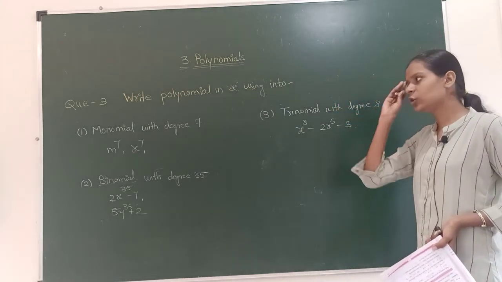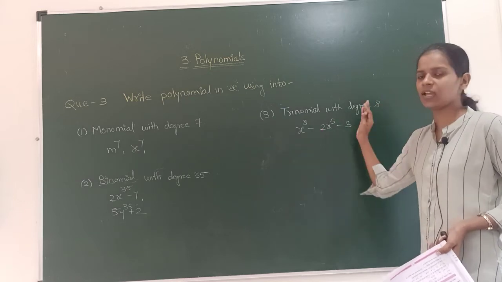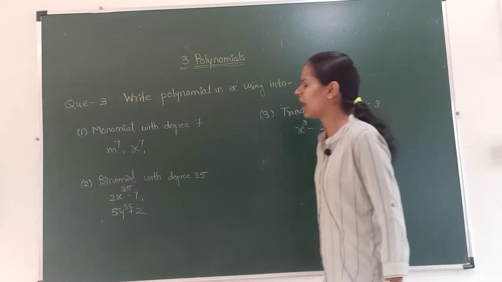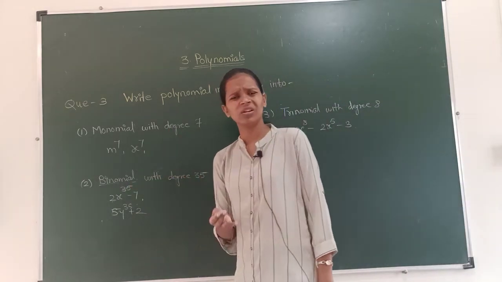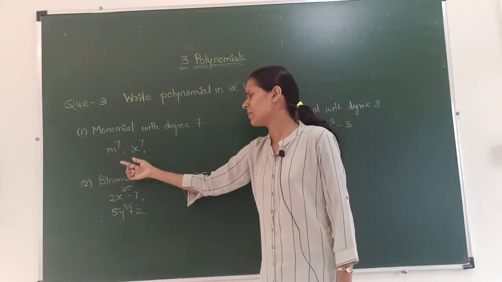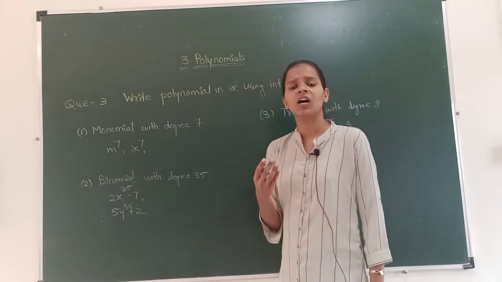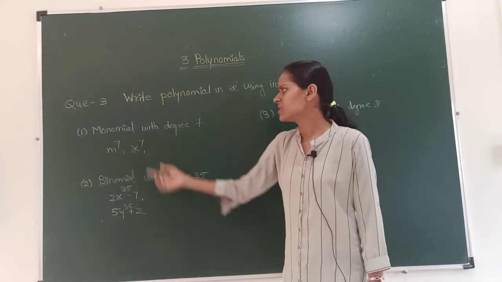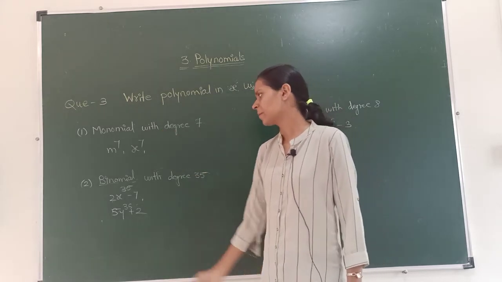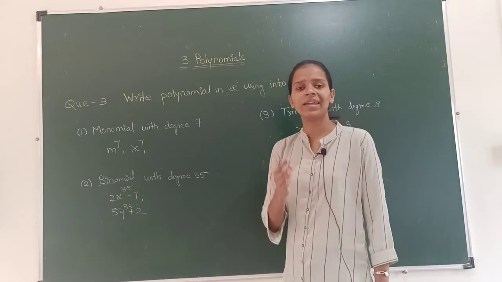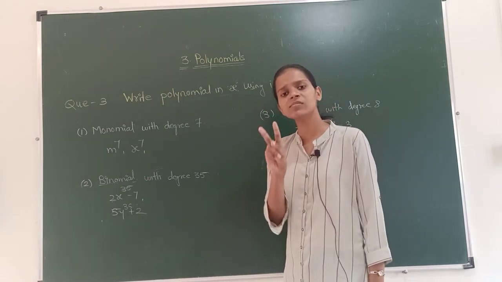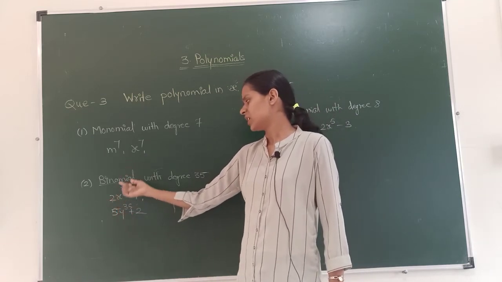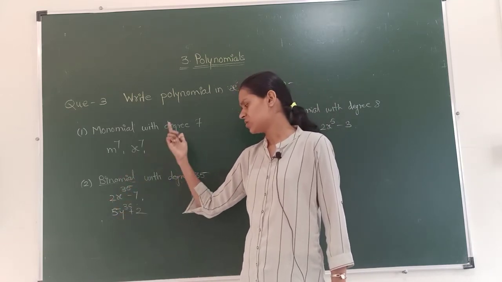You can write numerous of these, okay? You can write numerous answers to this. You can write anything. Suppose they have asked monomial with degree 7. You can write anything, m power 7, x power 7, or whatever, y power 7, n power 7. This is monomial with degree 7, okay? Binomial with degree 35. Binomial means what? There must be two terms in the polynomial and degree must be 35. So you can write 2x raised to 35 minus 7, 5y raised to 35 minus 7.